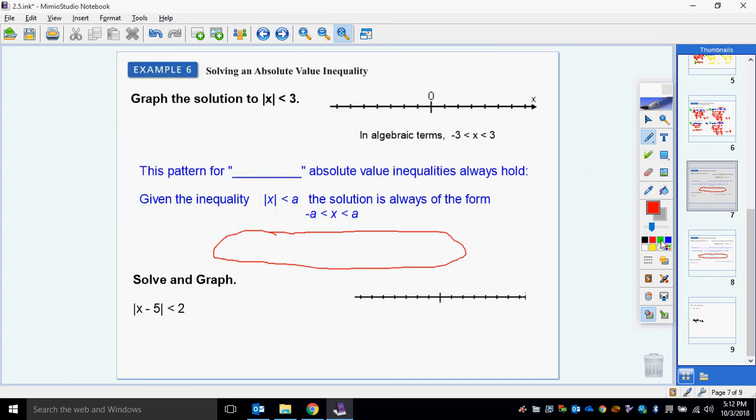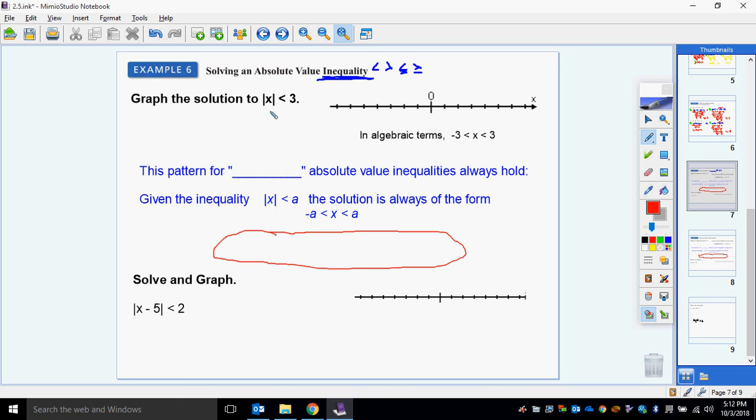Okay, changing it up a little bit. We have absolute value inequalities now. Inequalities, remember, are greater than or less than symbols. So this says the absolute value of x is less than 3. So let's think about it graphically. What numbers could we plug in for x whose absolute value is less than 3?